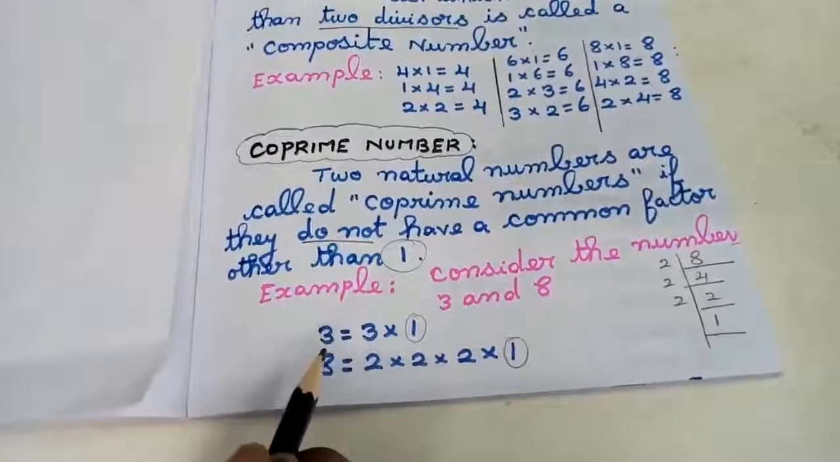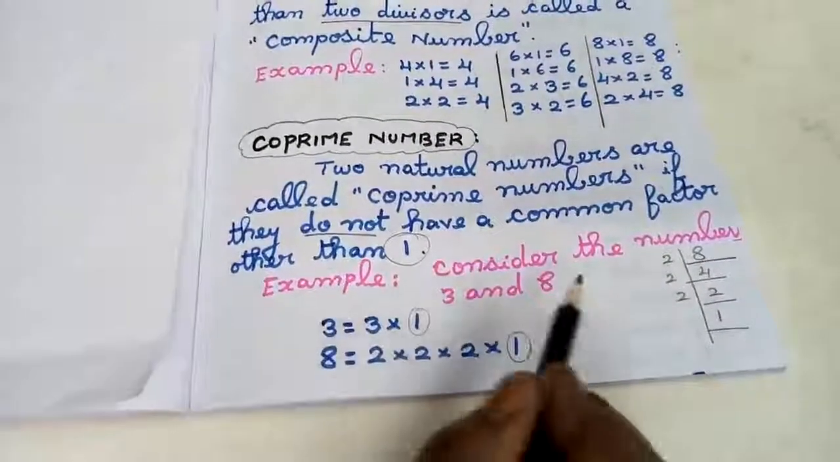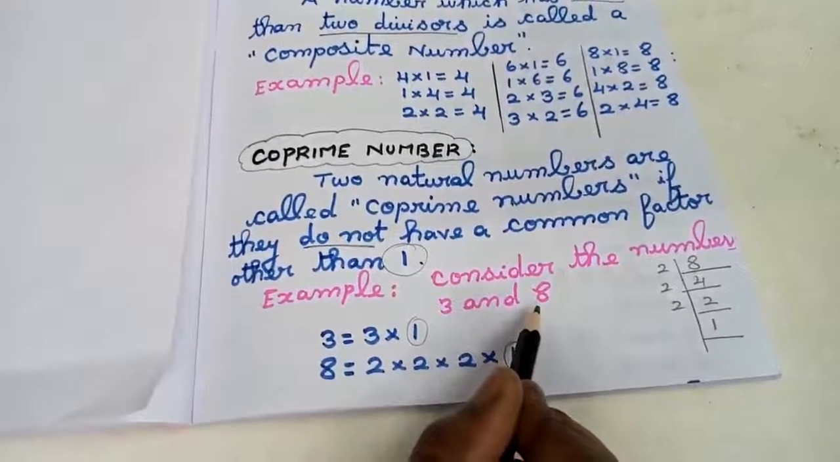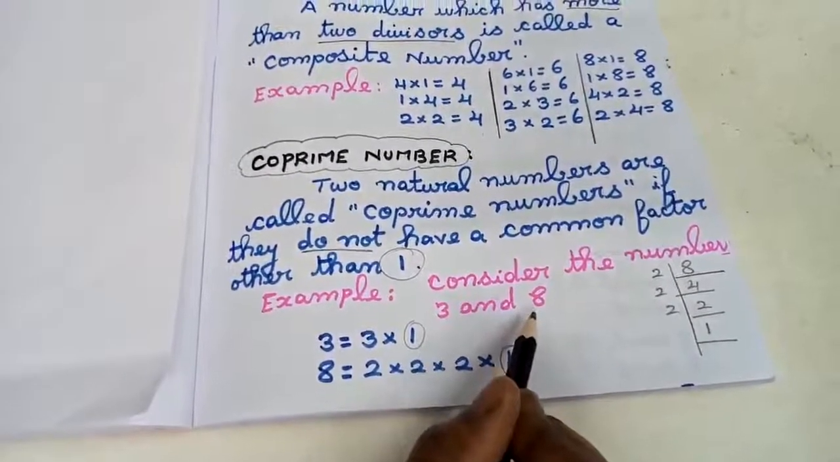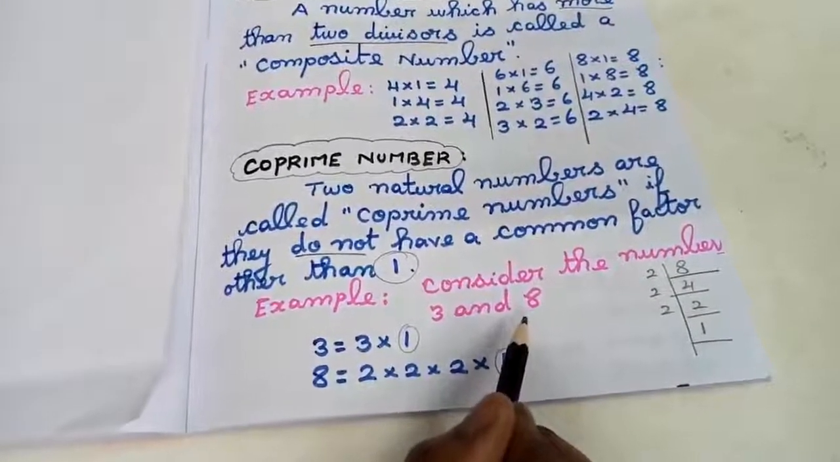They will not have any common factor except 1. For example, I am going to take 2 natural numbers, 3 and 8. And why they are telling it as natural numbers means you have to take only positive values, starting from 1. That is the concept they are telling here.